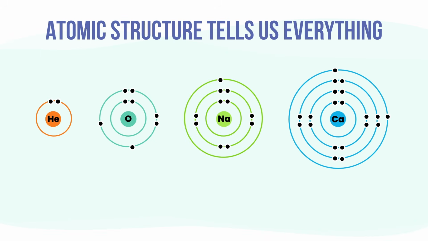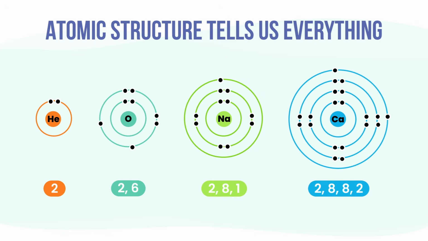We can also write this arrangement using electron distribution by shell. Helium is 2, meaning 2 electrons in the first shell. Oxygen is 2, 6: 2 electrons in the first, 6 in the second. Sodium is 2, 8, 1: 2 in the first, 8 in the second, and 1 electron in the outermost shell. Calcium is 2, 8, 8, 2, showing 4 occupied shells. This shorthand makes it easier to see patterns, and it's just as informative as the full diagrams.